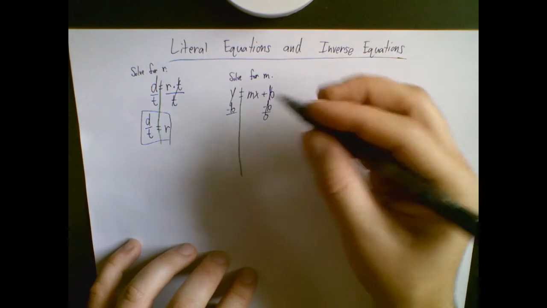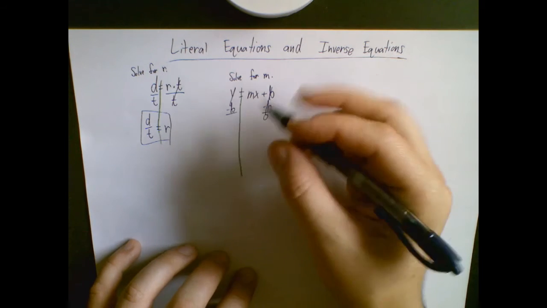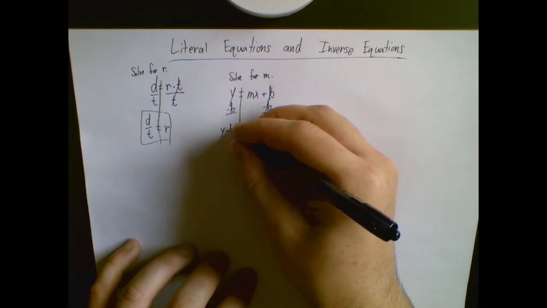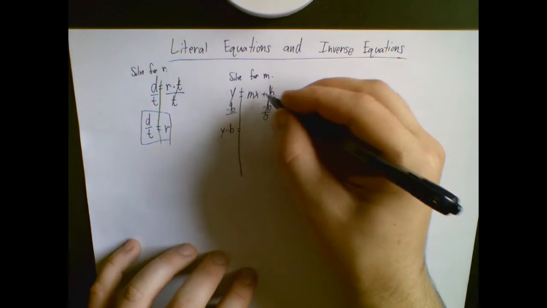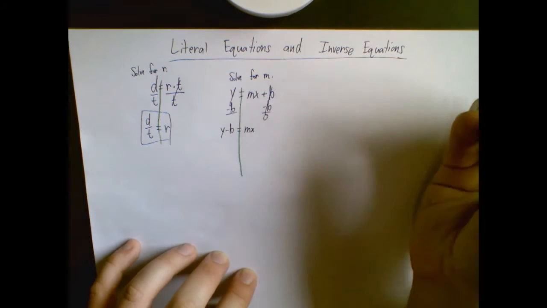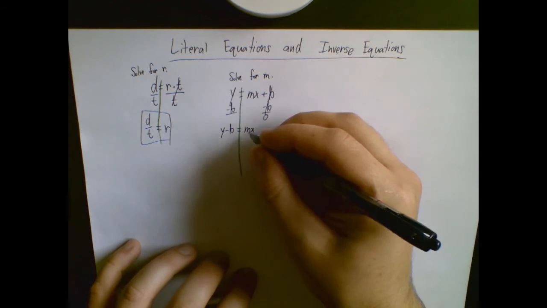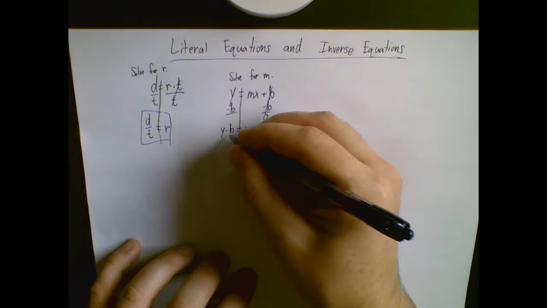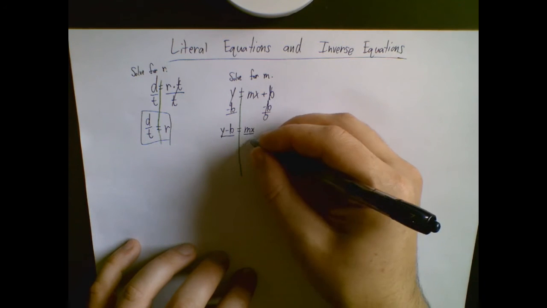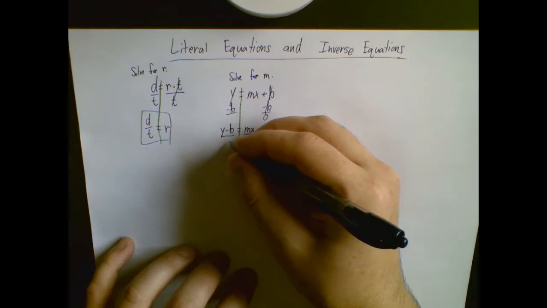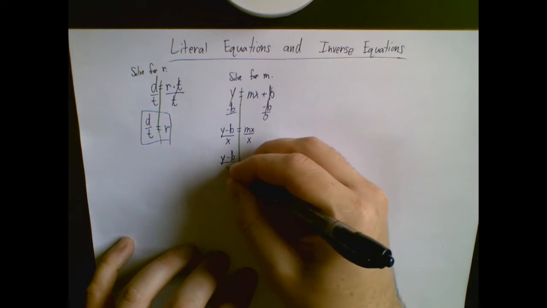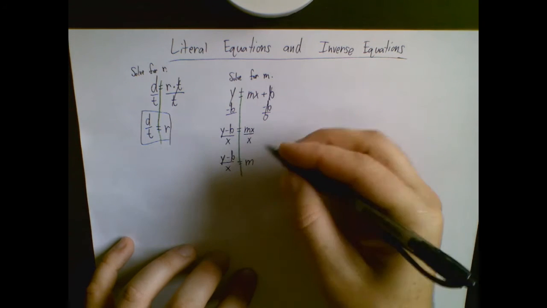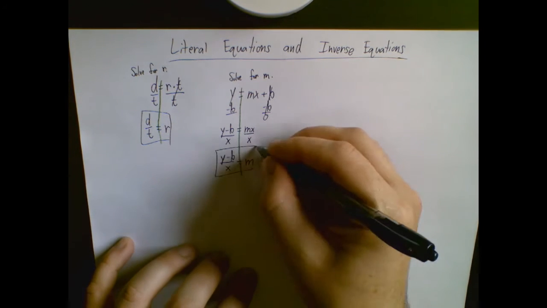This goes to 0. These are not like terms, so I just write them next to each other, y minus b. And then this is gone, so bring down the mx. I want to solve for m. It's being multiplied right now, so I'm going to do a division. What am I multiplying by? x. I sort of said that already. So I'm going to divide both sides by x. y minus b over x equals m. m is now by itself. I'm done.